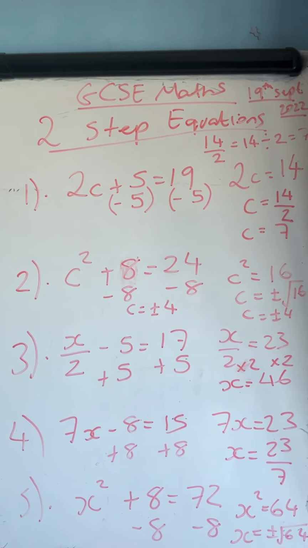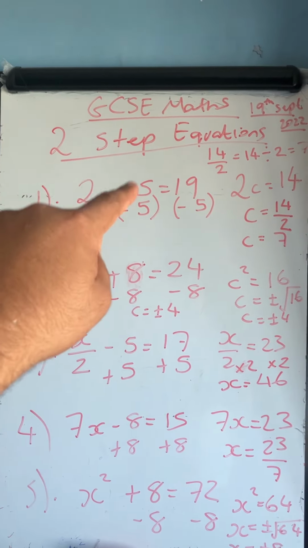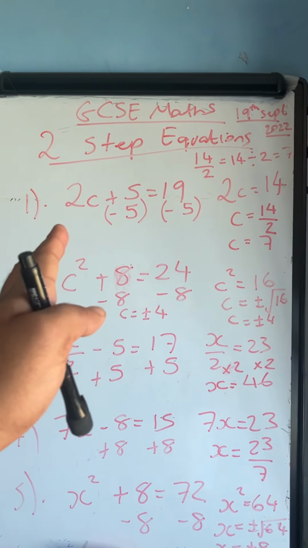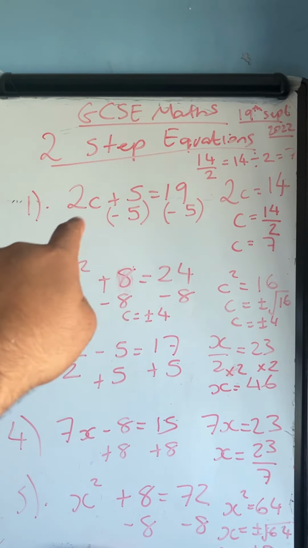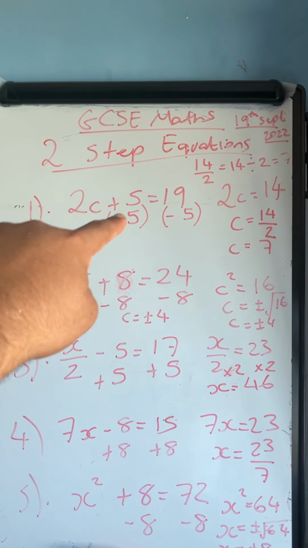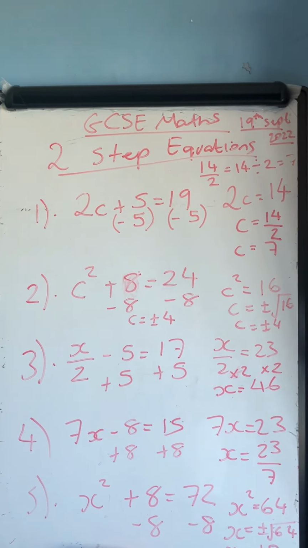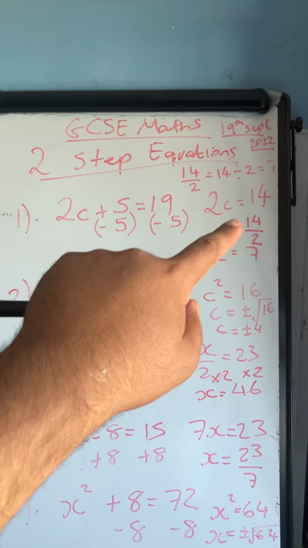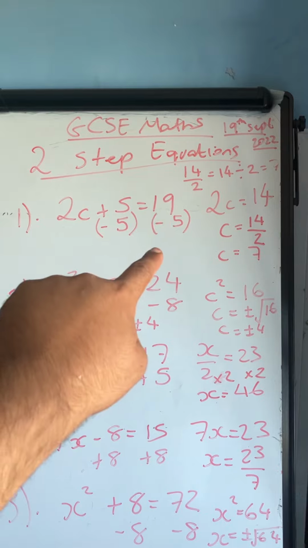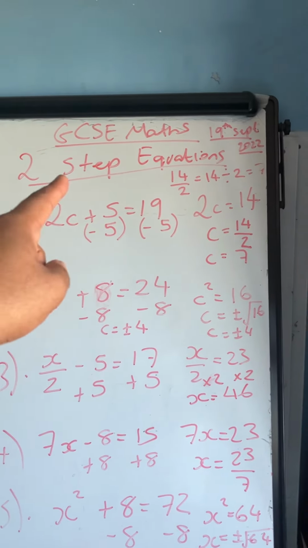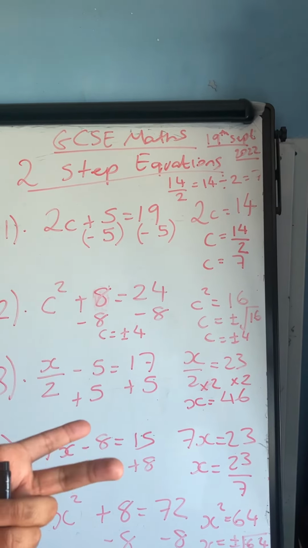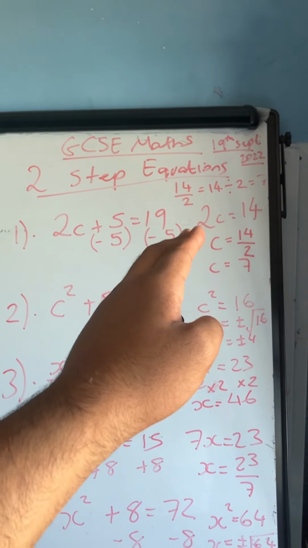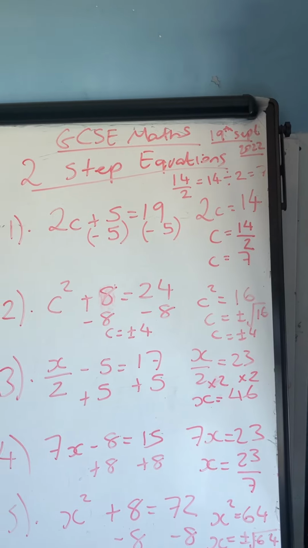So, I'm solving an equation 2c plus 5 is equal to 19. I've got to work out the value of c. So if I take away 5 on both sides, because that's the opposite of adding 5. So taking away 5 on both sides, I get 2c is equal to 19 take away 5, which is 14, because 5 take away 5 goes to 0. So on the left hand side, I'm just left with just 2c. 2c is equal to 14.